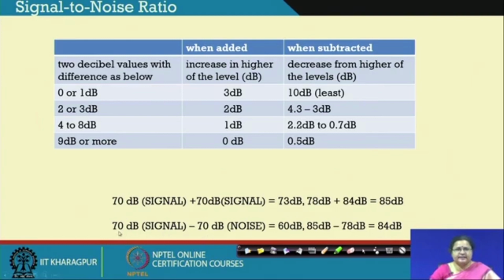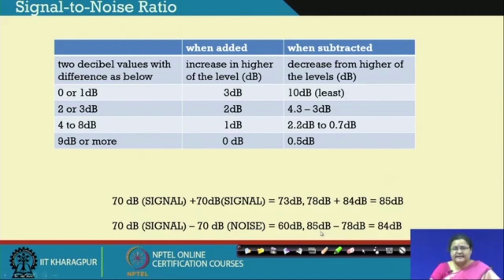Now, coming to the subtraction. If you have a 70 dB signal with a 70 dB noise, you are subtracting, and your ears are only taking the signal, but what is the strength of that signal? It is 60 dB, because if you go to the first row, the difference is 0 to 1 dB, that is 70 minus 70 is 0. So, you will get a reduction of the signal by 10 dB. The signal here is 70 dB, the reduction is by 10 dB and the effective sound is 60 dB.